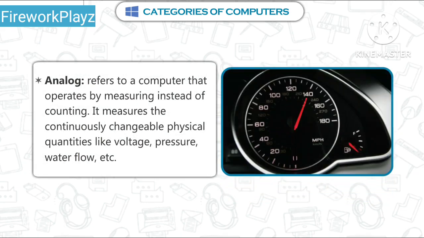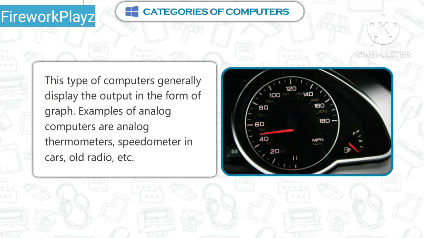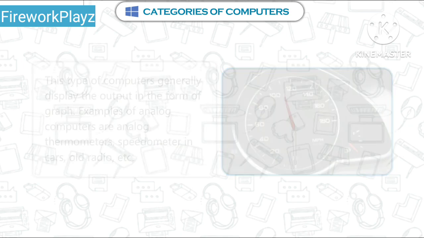Analog refers to a computer that operates by measuring instead of counting. It measures the continuously changeable physical quantities like voltage, pressure, water flow, etc. This type of computers generally display the output in the form of graph. Examples of analog computers are analog thermometers, speedometer in cars, old radio, etc.